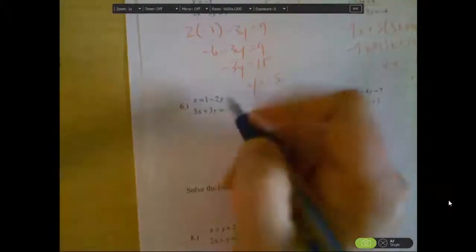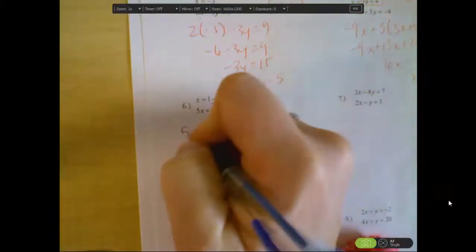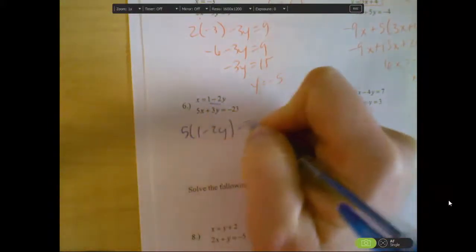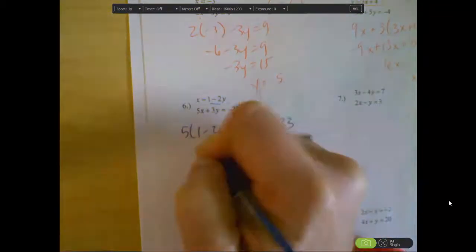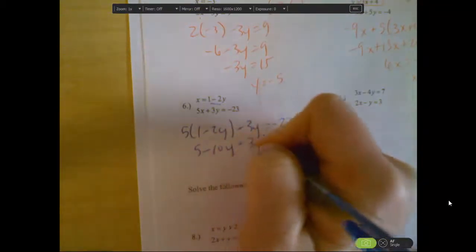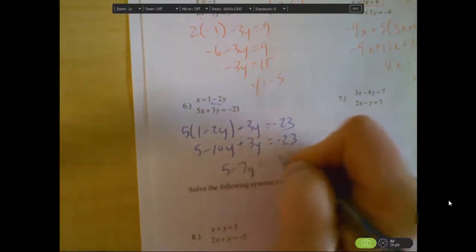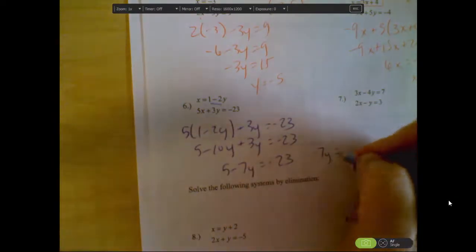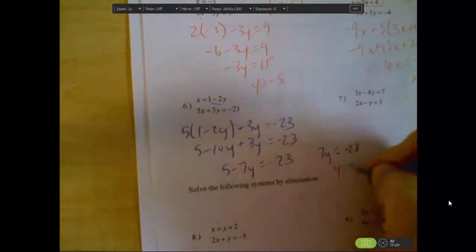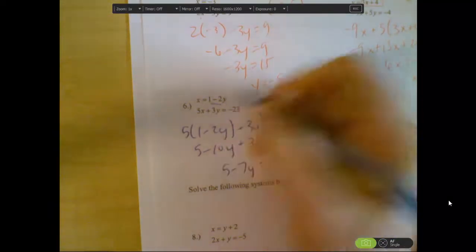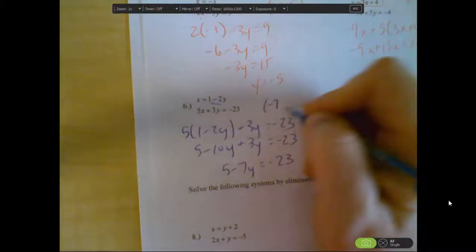Okay, here I know what x equals. So I'm going to take out x and put in what it equals. Combine like terms. Negative 7y equals negative 28. Y equals 4. Put in 4 for y. X equals negative 7.